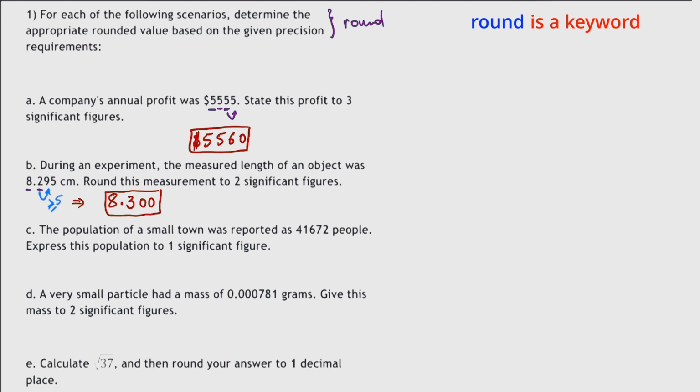The population of a small town was reported as 41,672 people. Express this population to one significant figure. So the first significant figure is 4. Now we're going to look at the next number. The next number is smaller than 5. So we're going to keep everything the same. Sorry, keep 4 the same. So this means now that the answer becomes 40,000 people.